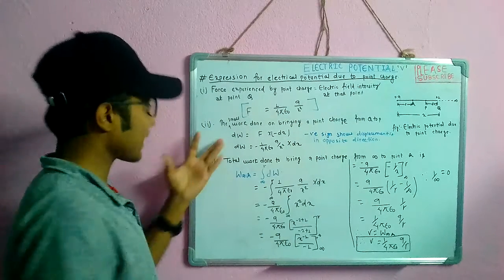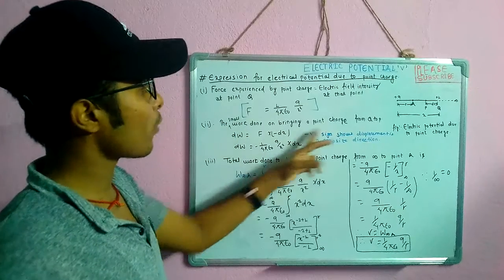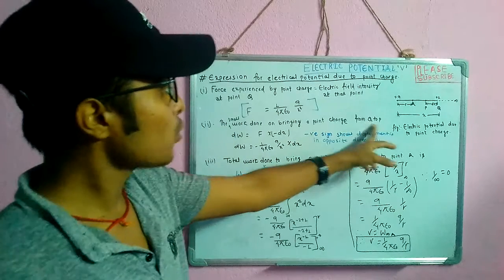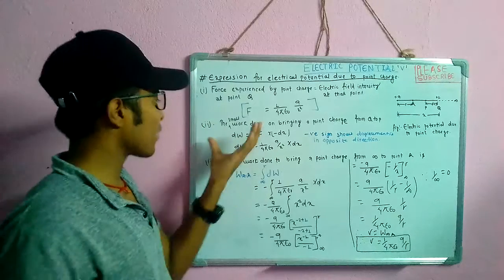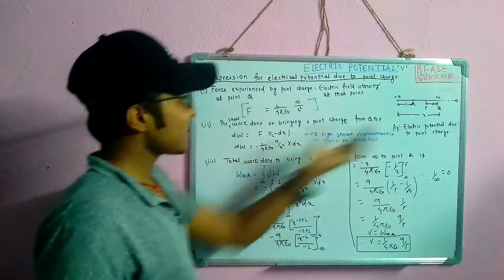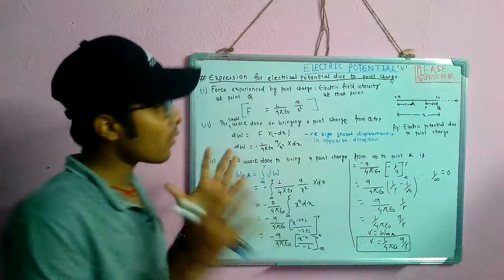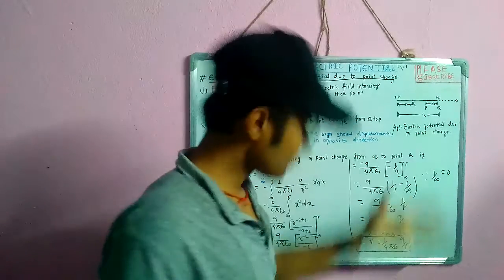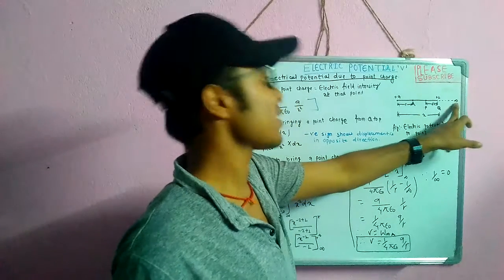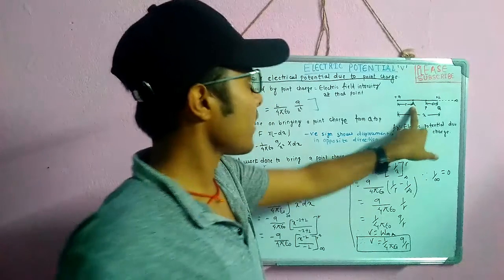Number two, the second thing we have to know is the small work done on bringing a point charge from Q to P, that is Q to P, we have to calculate this. We are calculating this small work done in order to find out, our main motto is to find out the work done for bringing a unit positive charge from infinity to a certain point, that is A.